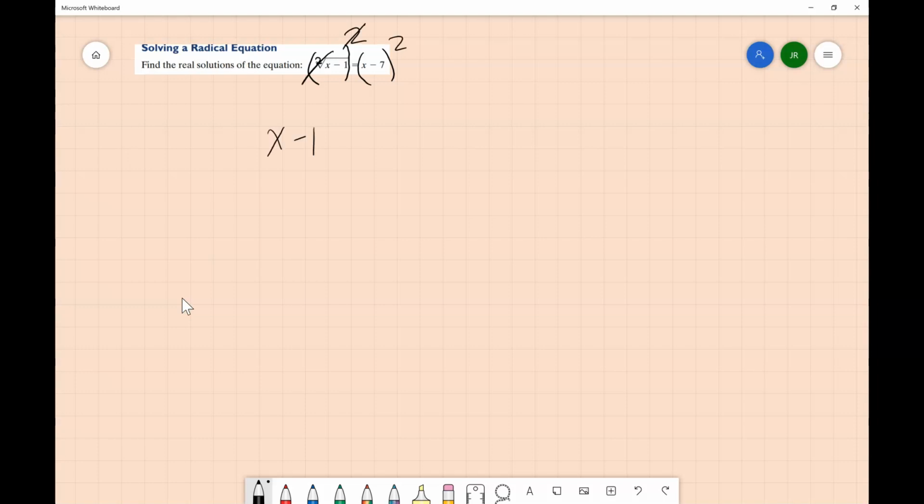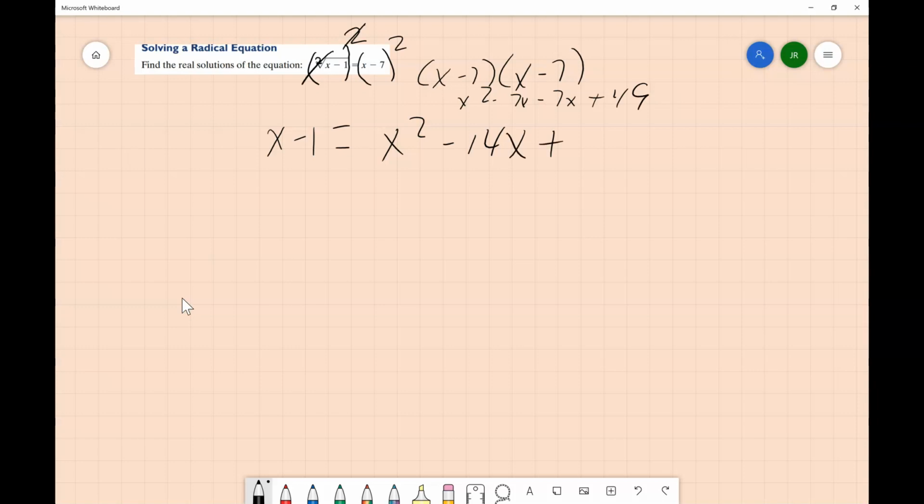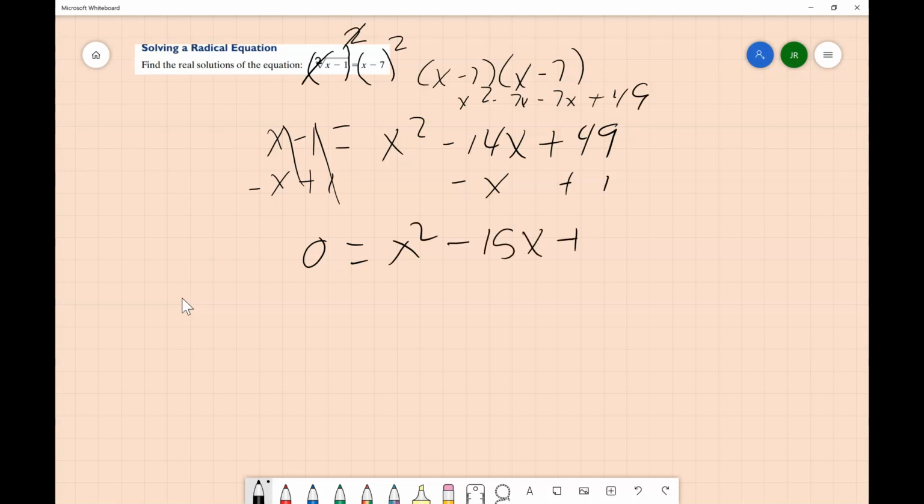So it gives me x minus 1 on the left, and on the right I have to FOIL out x minus 7 with itself. I have to do x minus 7 times x minus 7. And when I do, I get x squared minus 7x minus 7x plus 49, so that's x squared minus 14x plus 49. Now I'm going to move everything to the same side. I'm going to subtract the x and add the 1. And that's going to give me 0 equals x squared minus 15x plus 50.